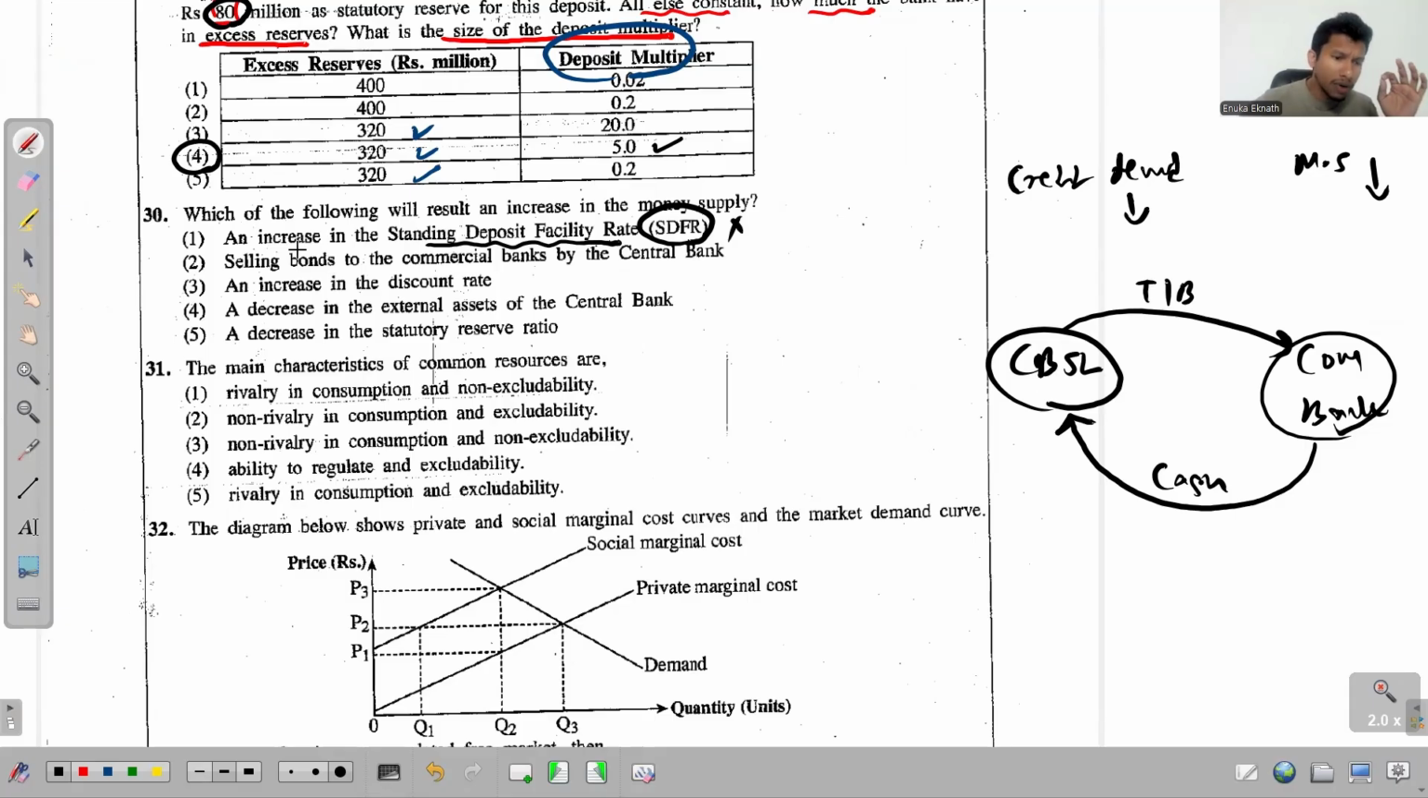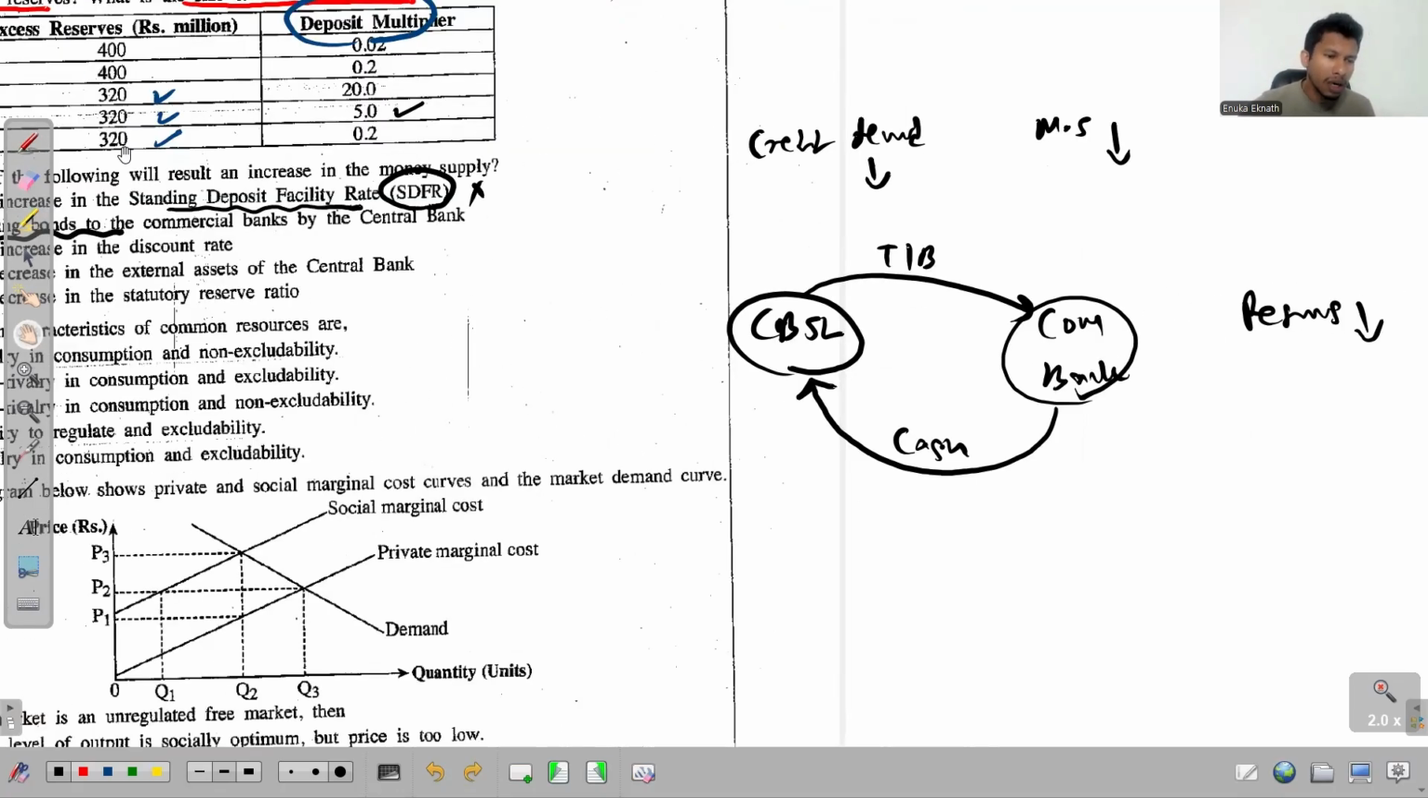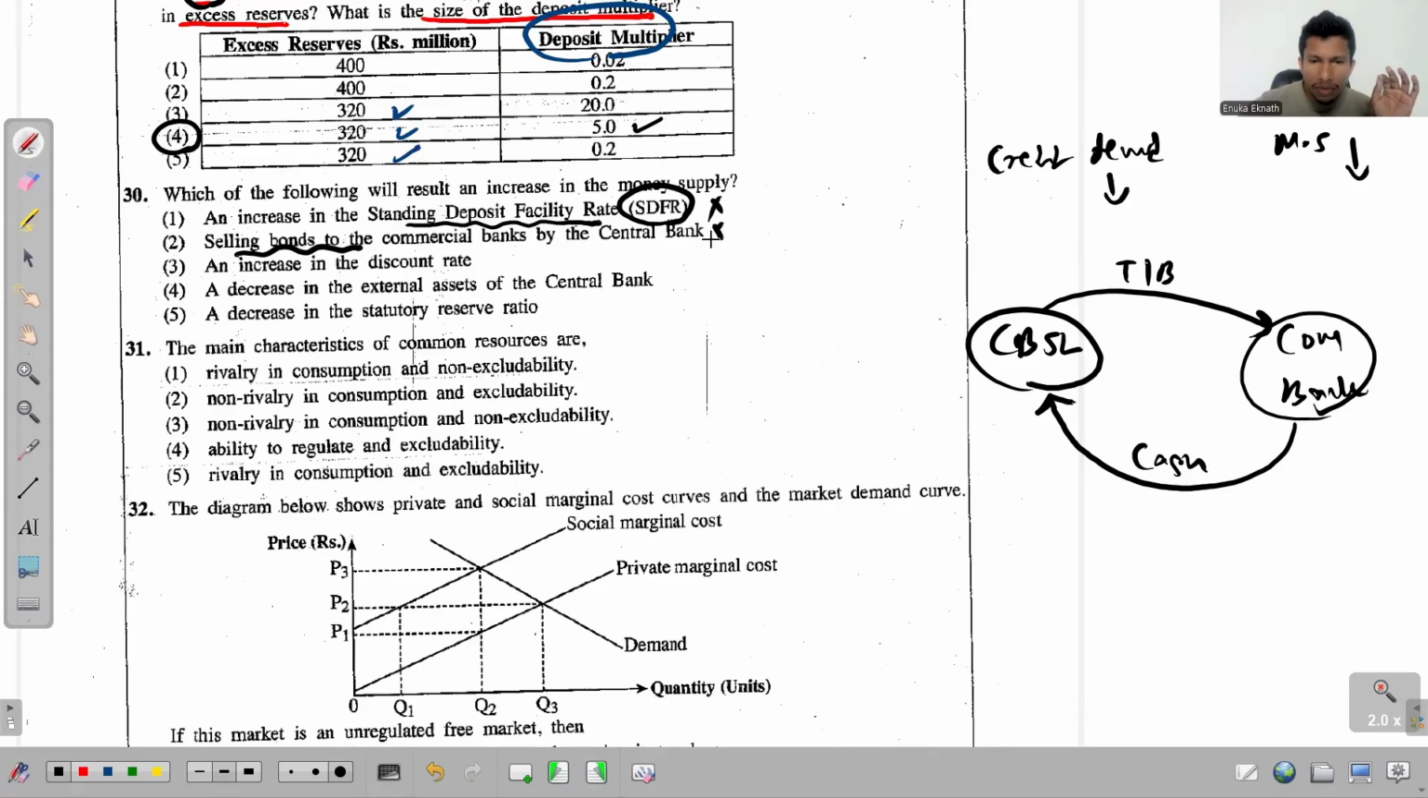And look at the second one. Second one says selling bonds to the commercial banks by the central bank. So the same thing happens, right? When the central bank sells bonds to the commercial banks, again, what will happen? Reserves get passed to the central bank, and as a result, ability to create credit decreases, and then the money supply decreases. So the same outcome, right? So as a result of the second one, money supply will decrease, not that it increases. So that is also not the answer.